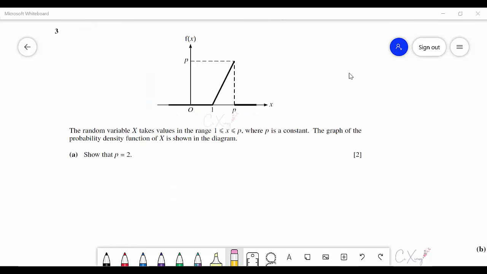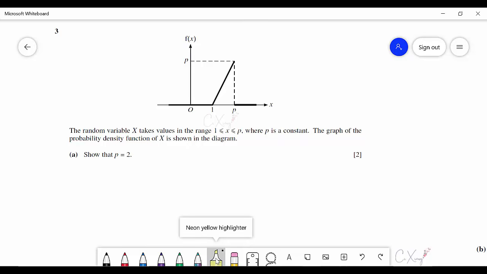Okay, so question number 3, they give us a diagram. This is about the random variable x that takes values in the range from 1 to p, and p is a constant. The graph of the probability density function of x is shown in the diagram. So this is the PDF for x. By using this PDF, they want you to show that p equals 2.